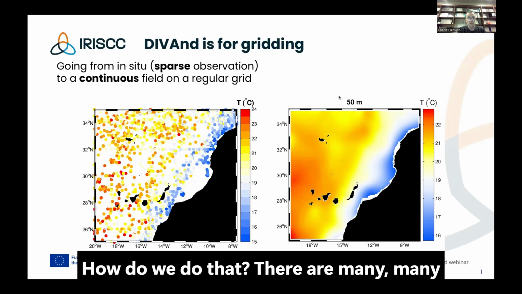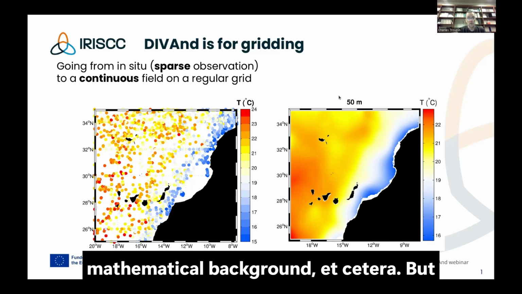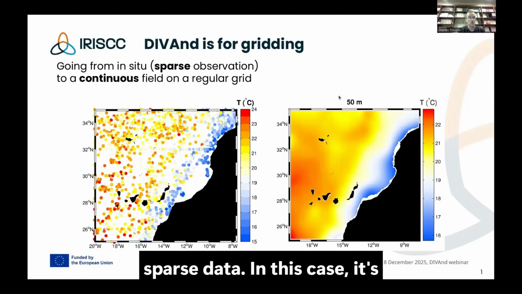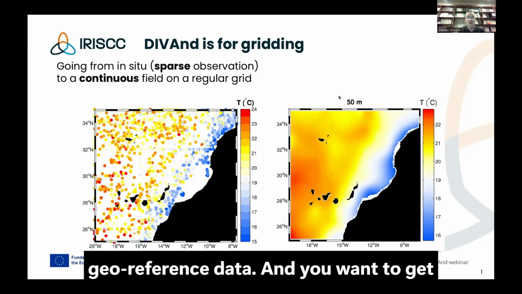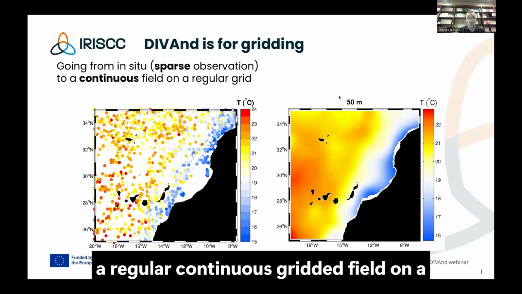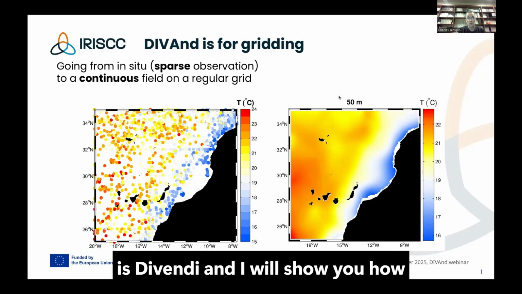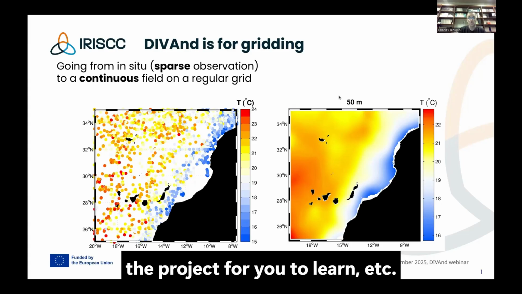How do we do that? There are many techniques relying on different mathematical backgrounds, etc. But the idea is this: you go from in situ sparse data. In this case, it's oceanography, but it can be any type of geo-referenced data. And you want to get a continuous gridded field on a regular grid. The technique that we use is DIVA-ND, and I will show you how it works, why we think it's relevant for the project, for you to learn, etc.